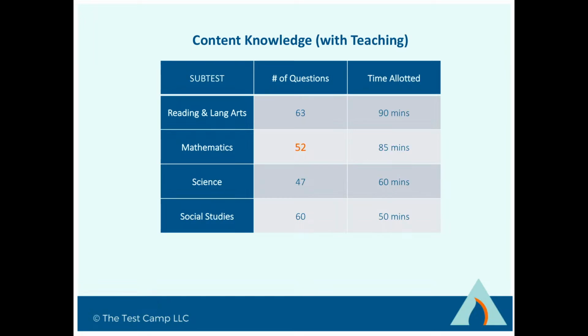How about on this mathematics subtest? You've got 52 questions, and you'd need about 40 or so. And on this test, it would be about the same: 50 questions, about 40 correct answers to earn a pass.